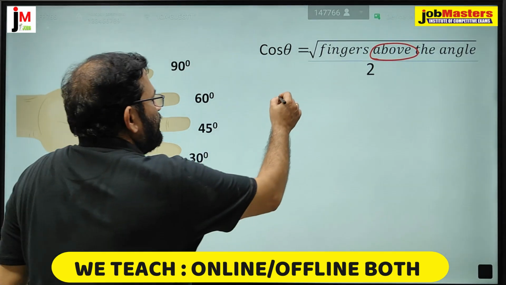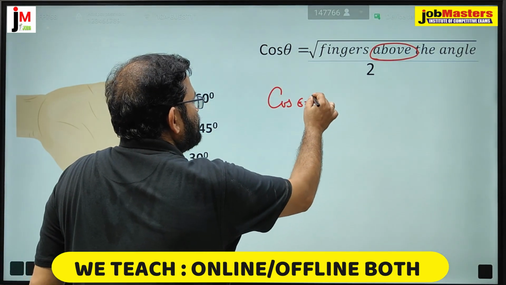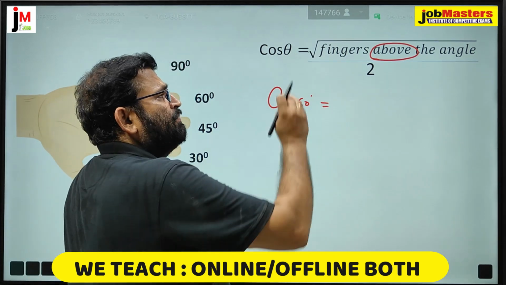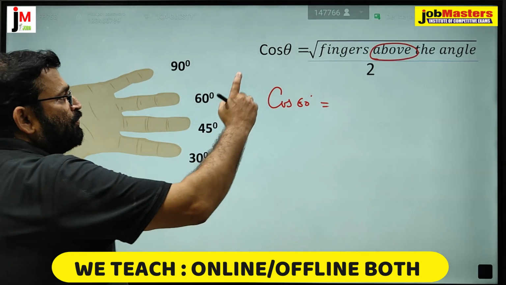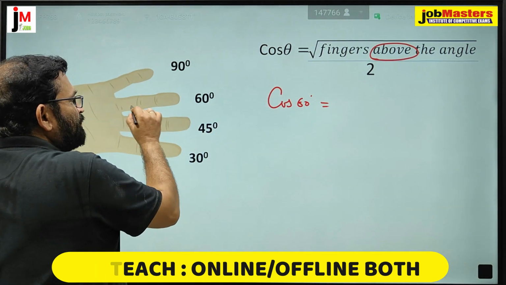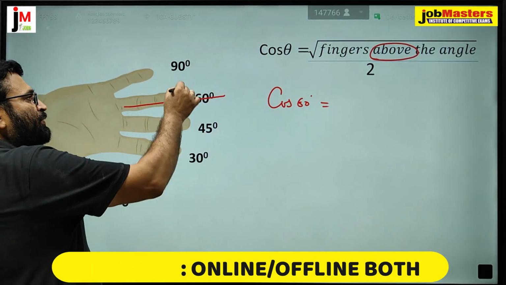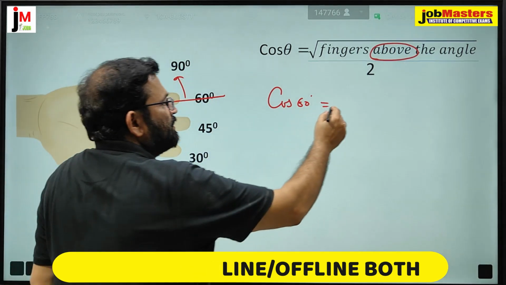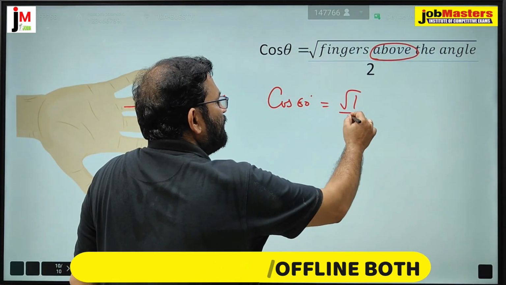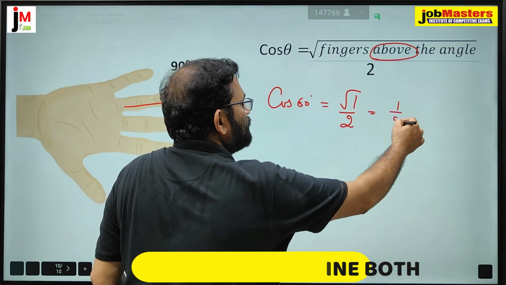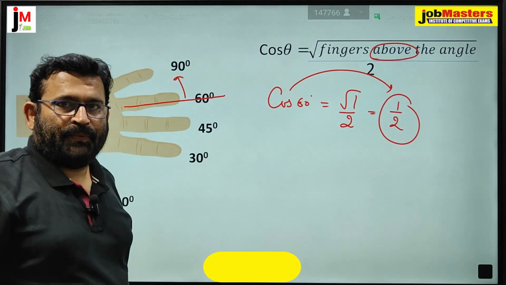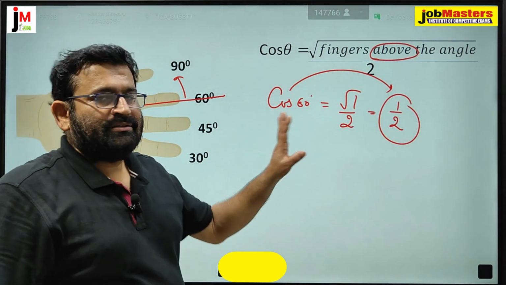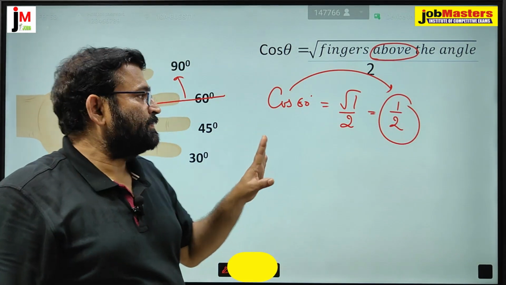Okay. So let's find cos of 60 degree. What is the value of cos 60? We can find this with the help of this formula. And what this formula says, find the number of fingers above the angle. So let's first mark the angle. How many fingers are above 60 degree? Only one finger is there. Root 1 divided by 2, which is equal to 1 by 2. We can say that cos 60 degree is equal to 1 by 2. Okay, and you can check this is always right.